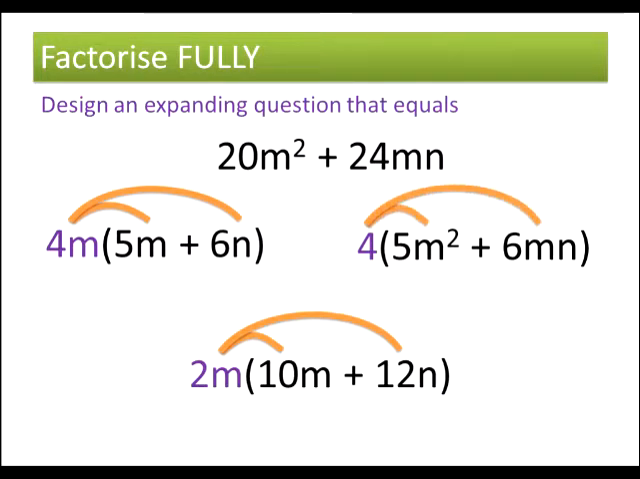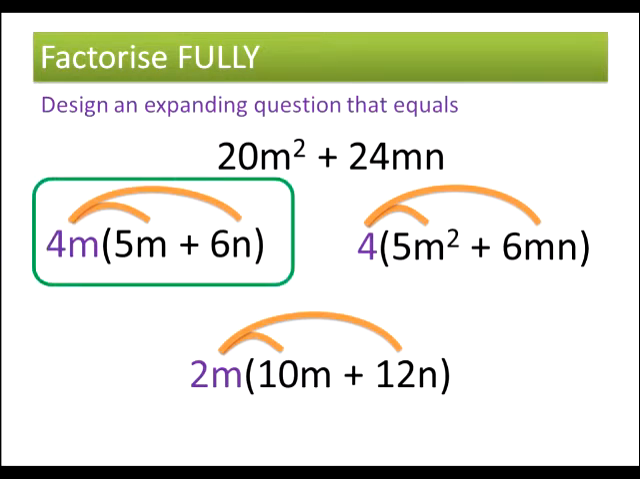Now looking at these, I could have taken out a 2, I just chose to do 3 for this video. But looking at these, which one do you think is the highest common factor and therefore fully factorized? Well, of course it's this one, because it's the highest number I can take out and a letter as well. So we'd say this is factorized fully.